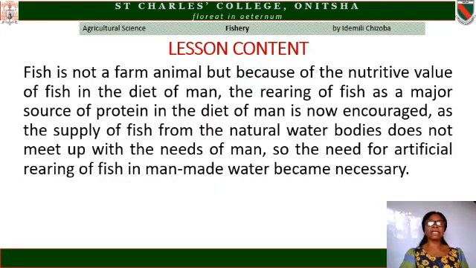Now to the lesson content. Fish is not a farm animal, but because of the nutritive value of fish in the diet of man, the rearing of fish as a major source of protein in the diet of man is now encouraged. As the supply of fish from the natural water bodies does not meet up with the needs of man, the need for artificial rearing of fish in man-made water became necessary.